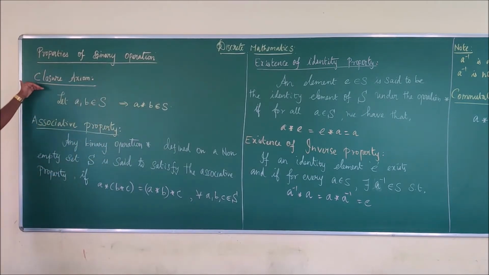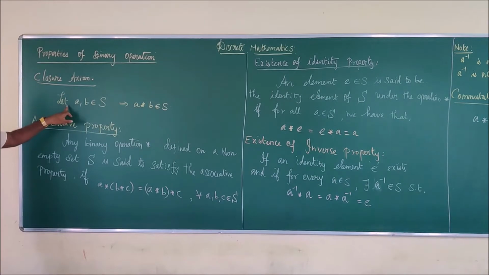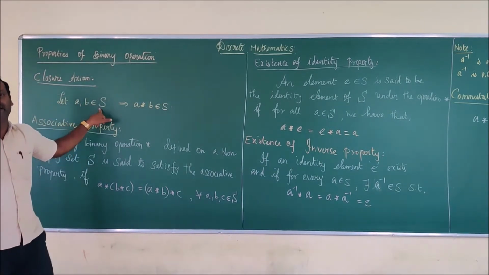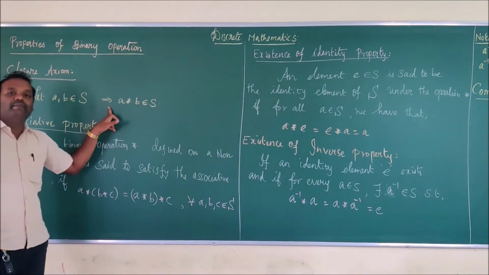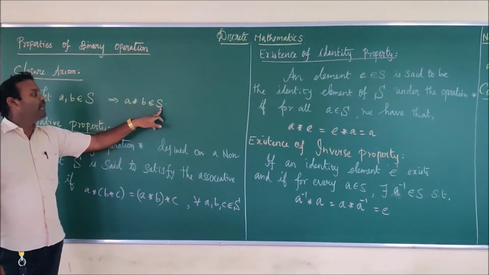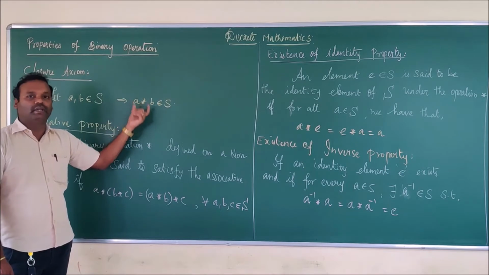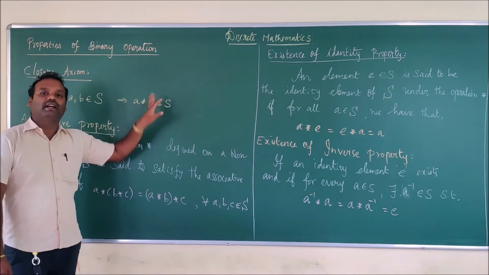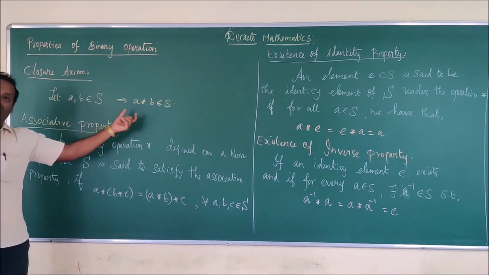The first property, closure axiom, which I have already introduced in binary operation itself. So let me summarize that one. Let a, b belong to S. Here S is the non-empty set, which implies that a star b belongs to S. That is, you are operating a and b so that you are getting a unique answer. That answer must be in the non-empty set S. That is known as closure axiom or closure property.